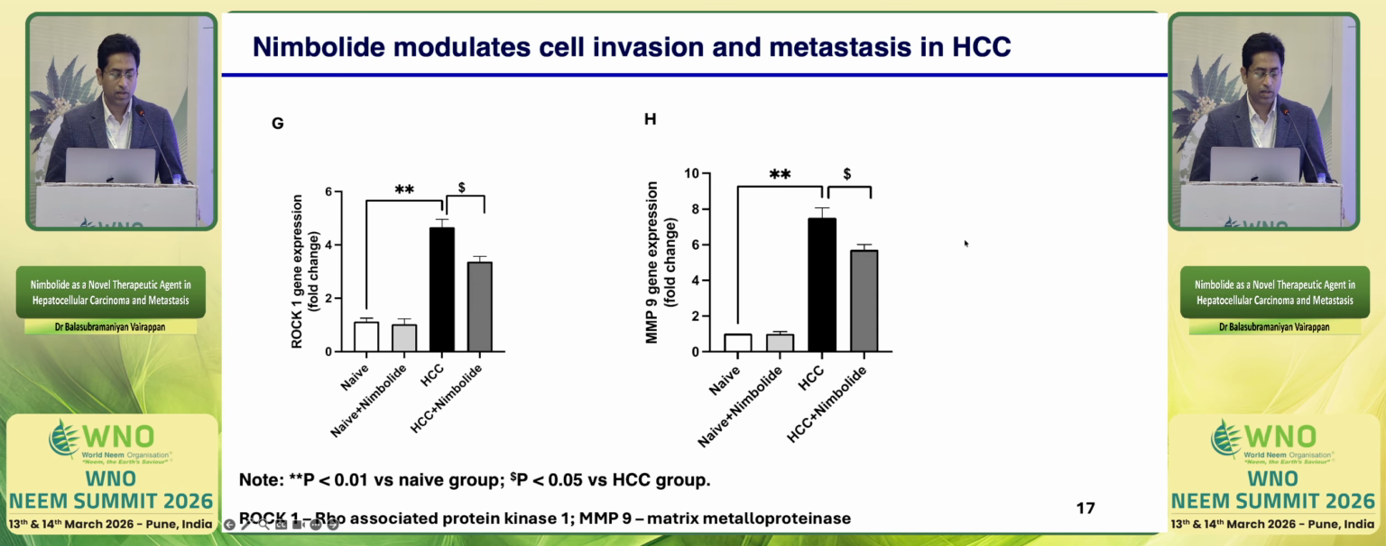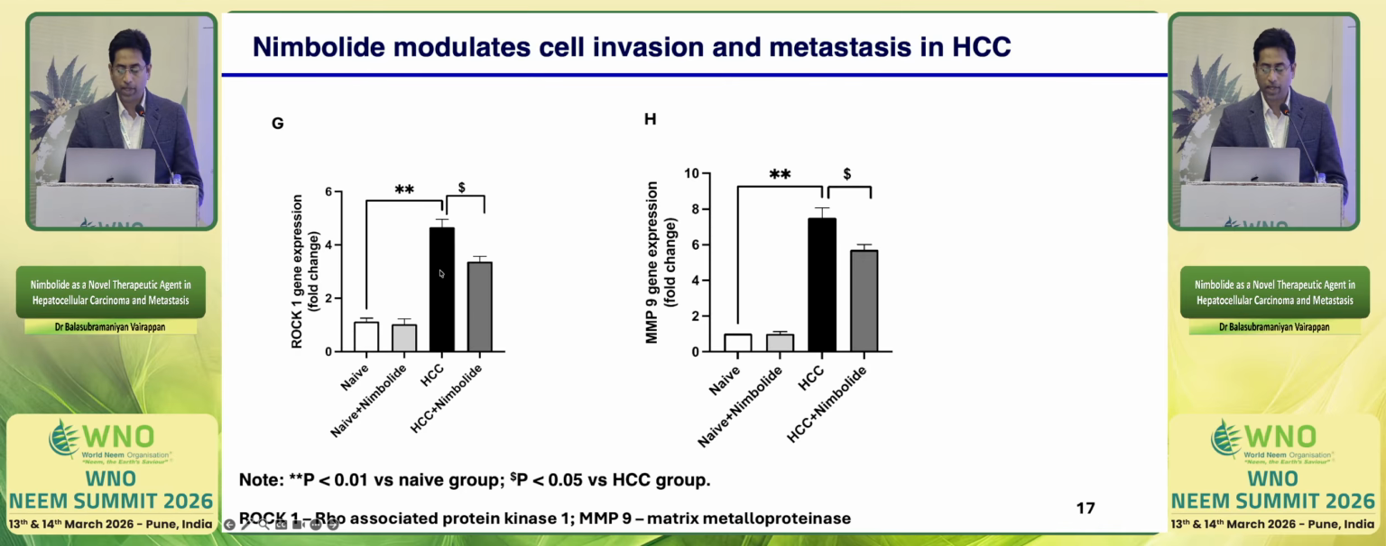In addition, we also looked at ROCK1, Rho-associated protein kinase, and MMP9 in naive and control experimental mice. You can see that in HCC there is increased ROCK1 gene expression, and nimbolide treatment reduced it significantly. Similar findings were also observed for MMP9.